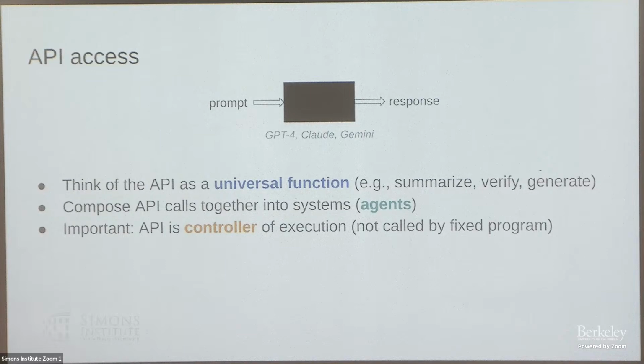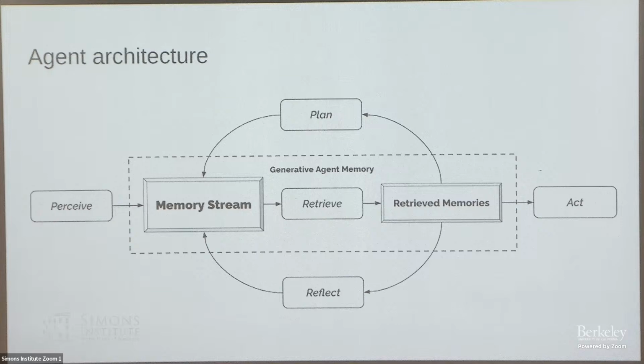So you have this function that can do all sorts of things, and now you can take these and compose them together to create these agents. Importantly, the API controls the execution, so to speak. It's not that you have a fixed program that just dispatches to a bunch of API calls and then you're done. The API can actually dictate what function you're going to call next.